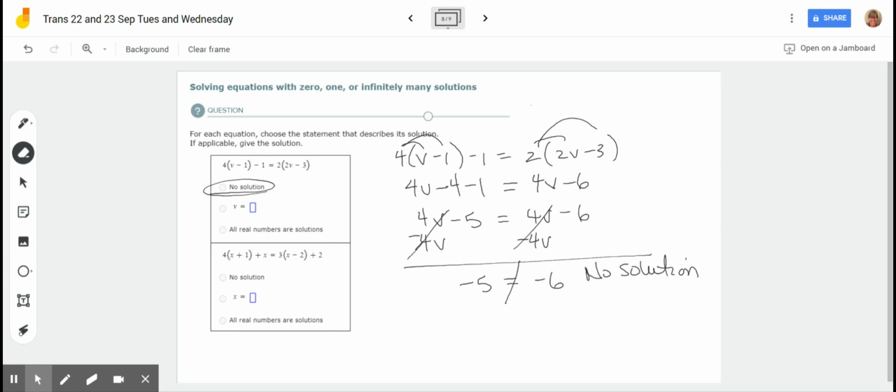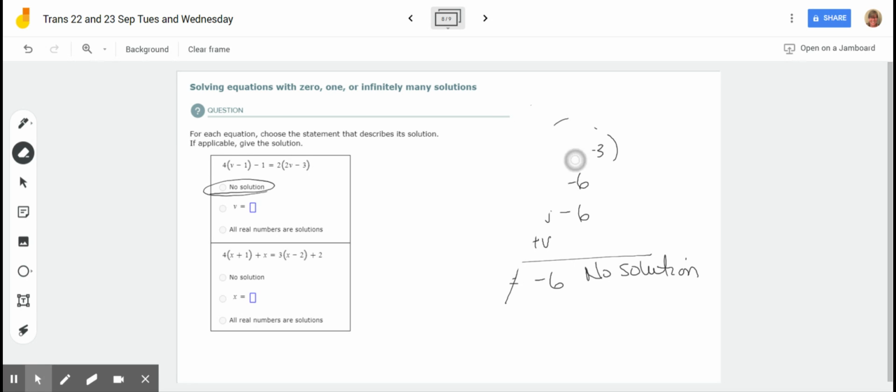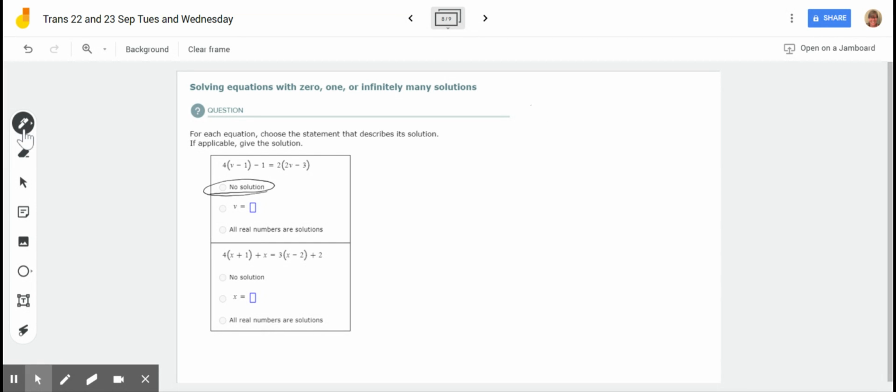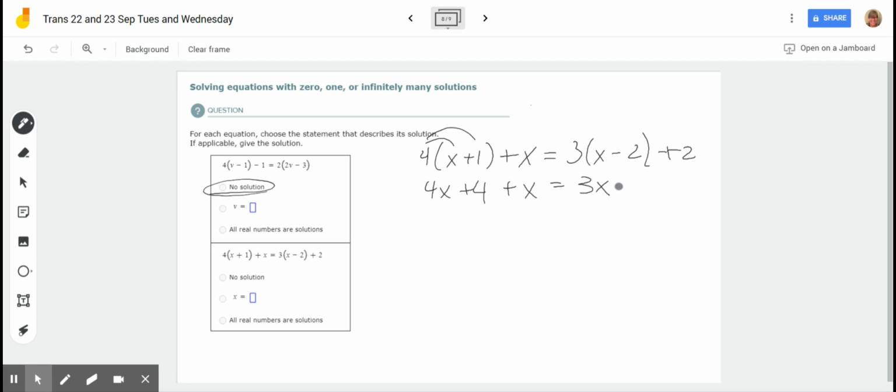Again, I'm going to have to erase. Here we go: 4 times x plus 1, plus x, equals 3 times x minus 2, plus 2. Distribute: 4x plus 4 plus x equals 3x minus 6 plus 2. Combine like terms: 5x plus 4 equals 3x minus 4.